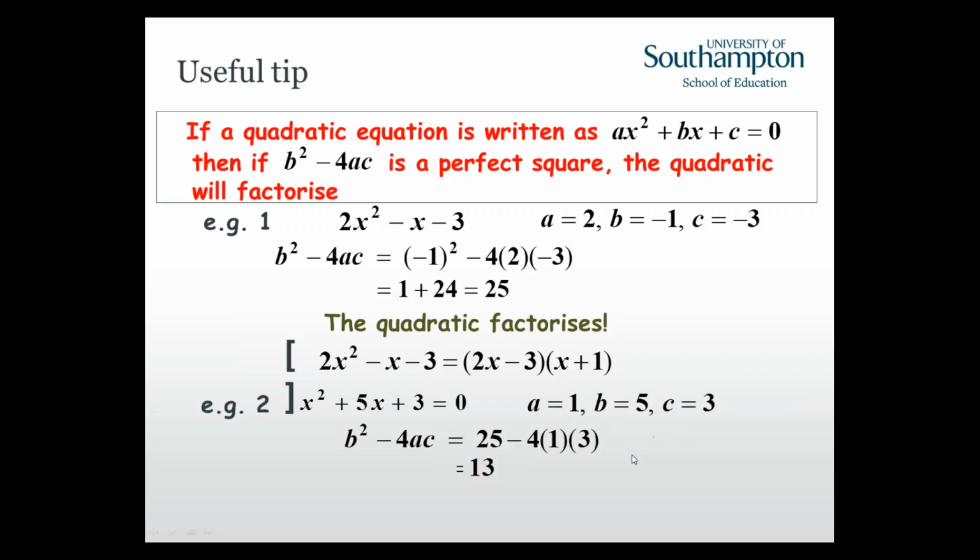So this one is not a perfect square, so x squared plus 5x plus 3 doesn't factorize. I mean, it's fairly obvious, isn't it? We could check right away by saying, I need 2 numbers that multiply to give 3, which would be 1 and 3. That doesn't make 5. So I know right away that it won't factorize, and you'll have to use the formula.